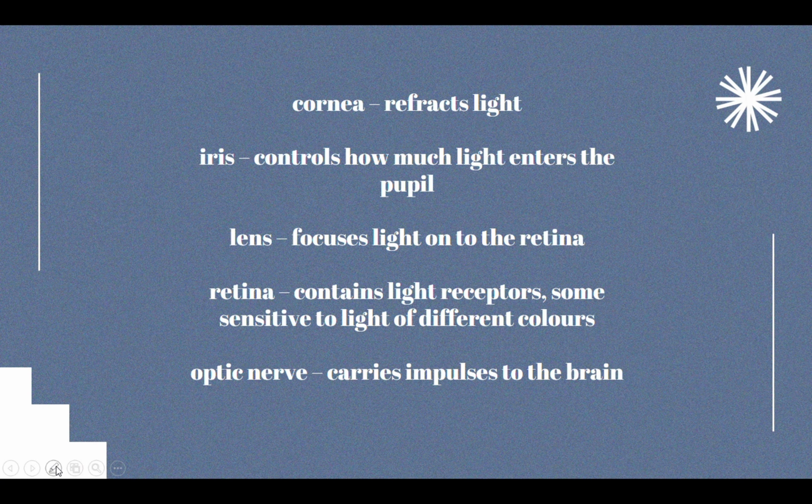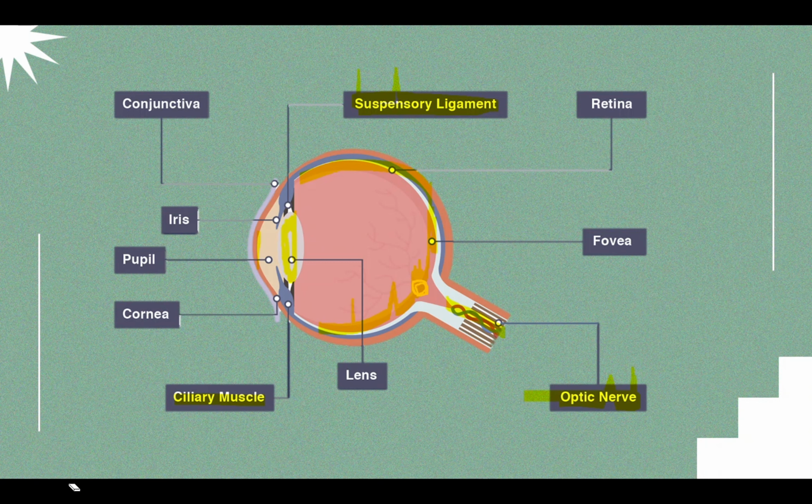Here, you will need to know what is the job exactly for each part that we talked about before. We have the cornea, which is the outermost layer, which is there to refract light. Refract, not reflect, okay, guys? We're not doing physics. Wait, let me just remove that. The iris is there to control how much light enters the pupil. So let me just go back to the past slide.